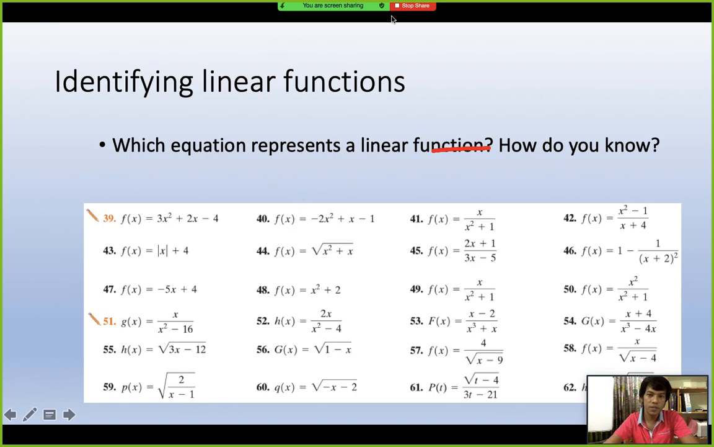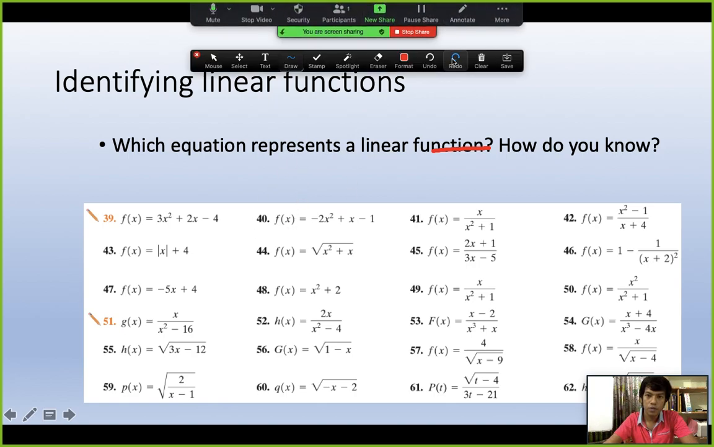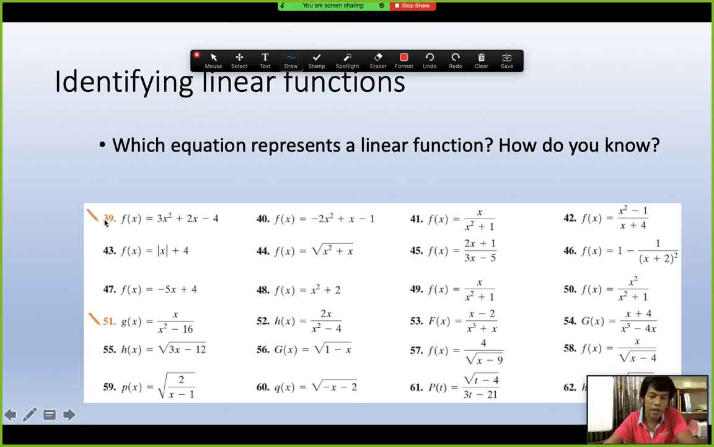So which one is linear and which one is non-linear function here? Find it out. Suppose number 39, is it linear or non-linear? Number 40, is it linear or non-linear? Which of the functions here represent linear?